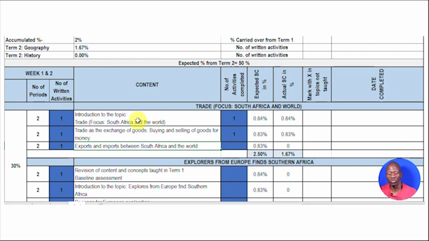We are having 2 content coverage here in terms of the topics, then the number of activities, there they are. Then the expectation is that the weighting for this one is 0.4 and this one 0.8. When we add them together, that is what we have so far.